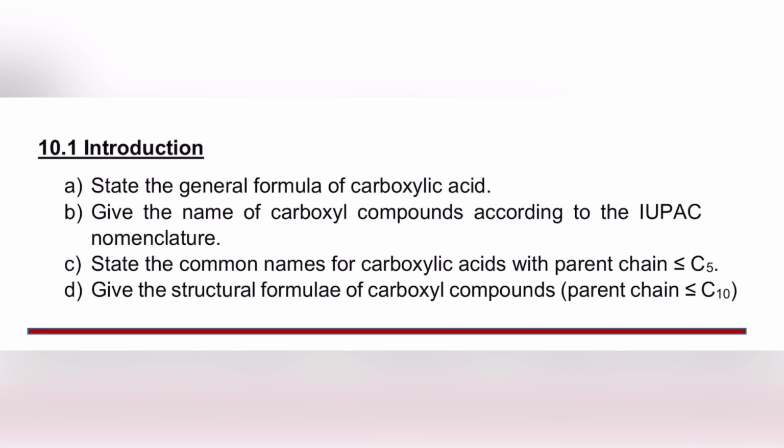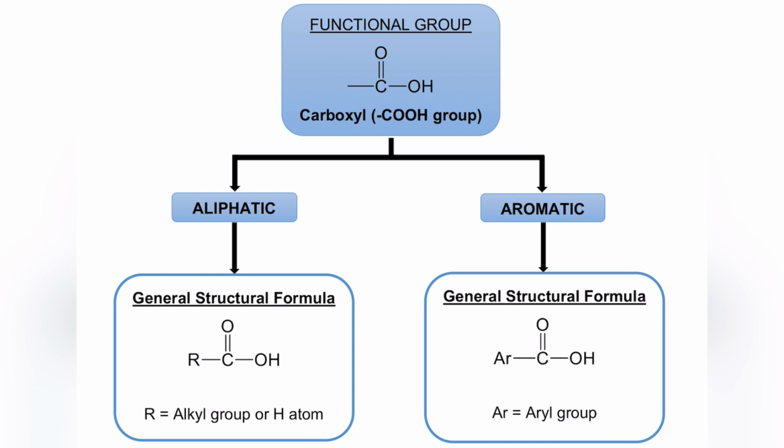Alright, in this video we are going to learn about the introduction to the nomenclature of carboxylic acid and how to draw the structural formula for them. For carboxylic acid, we have a specific functional group which is carboxyl. The structure is like this one. We have C double bond O and single bond OH.